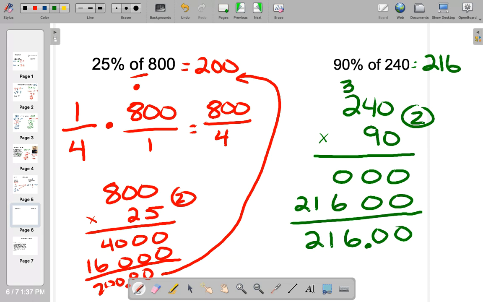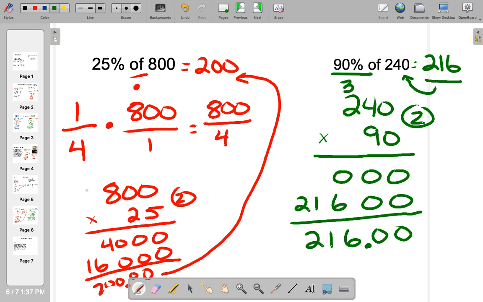Now, I talked a little bit in the original video about checking your answer. The big key here is just to think about the answer you have and does it make sense? So 90% of something is almost all of it. Okay, it's not 100%, but it's really close. So it should be slightly less than what you started with, but it should be really close to that whole number. 216 is slightly less than 240. So I think this answer makes sense. And unless we did something arithmetically wrong with our multiplication, we probably have the right answer.